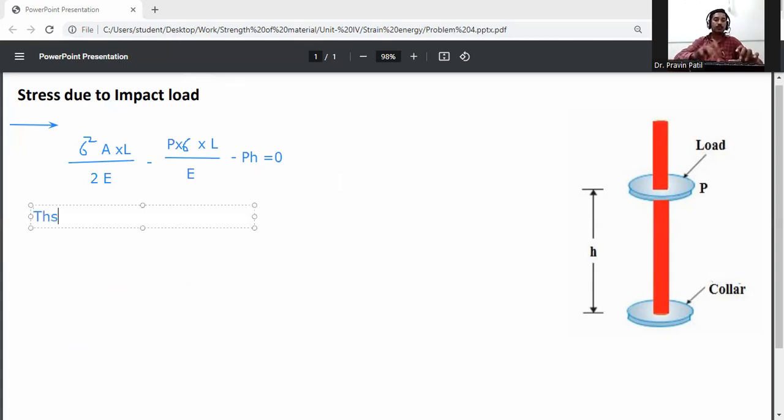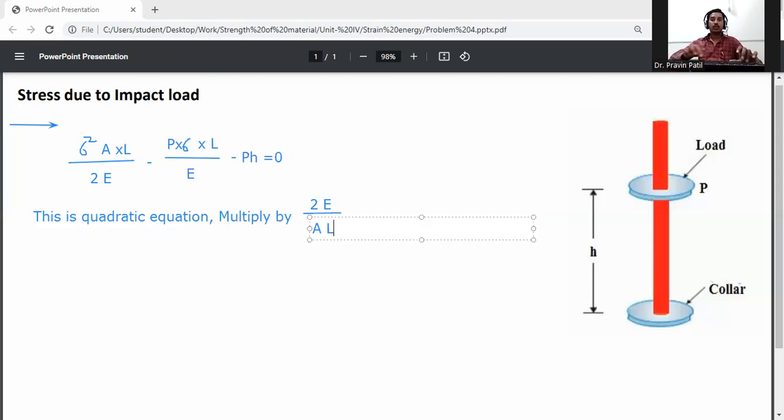This is a quadratic equation. Multiply by 2E divided by AL throughout the equation. Okay. So we will get the final equation.